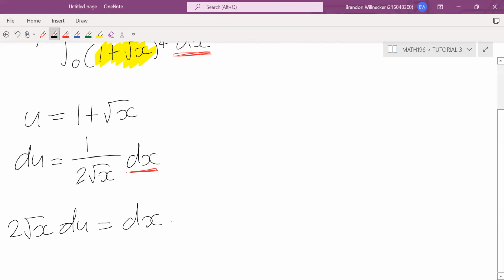But we've got a problem here, because on the left-hand side, we have x variables mixed with u variables. That's not good. On the right-hand side, we only have x.